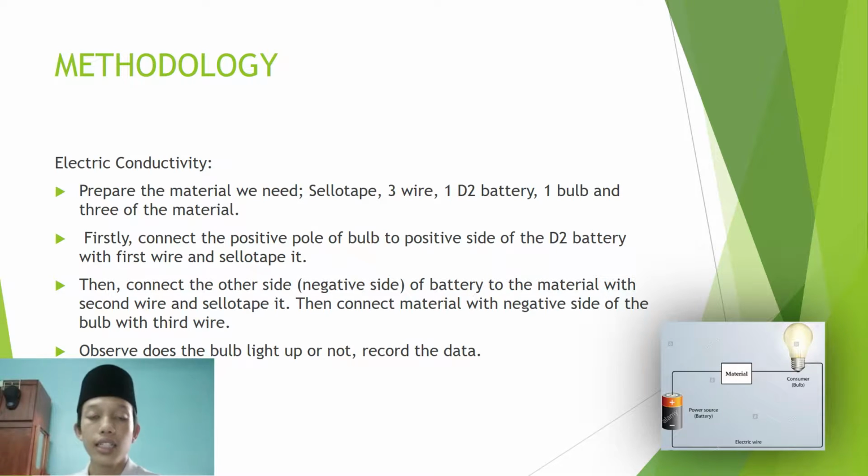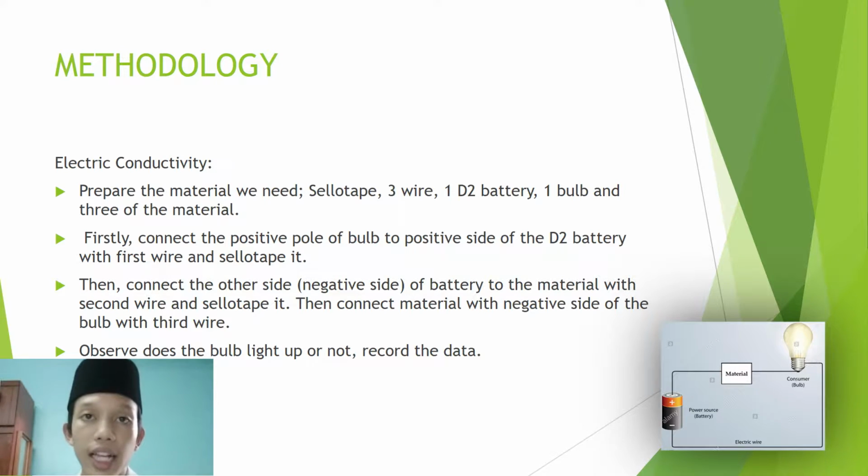Then, connect the other side of the battery, the negative side, to the material with the second wire and sellotape it. Then, lastly, connect the material with the negative side of the bulb with the third wire. Then, you need to observe whether the bulb lights up or not for each of the material. Record your data.